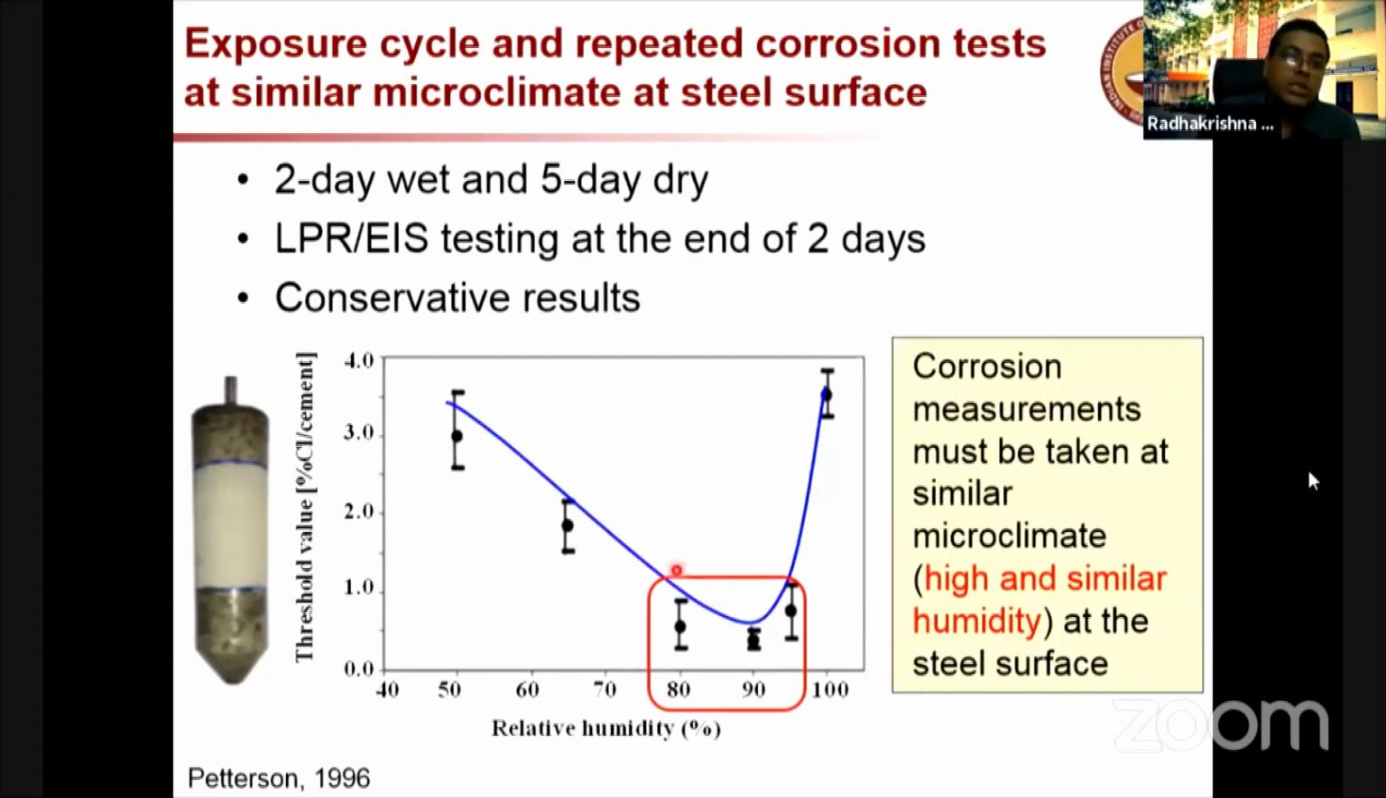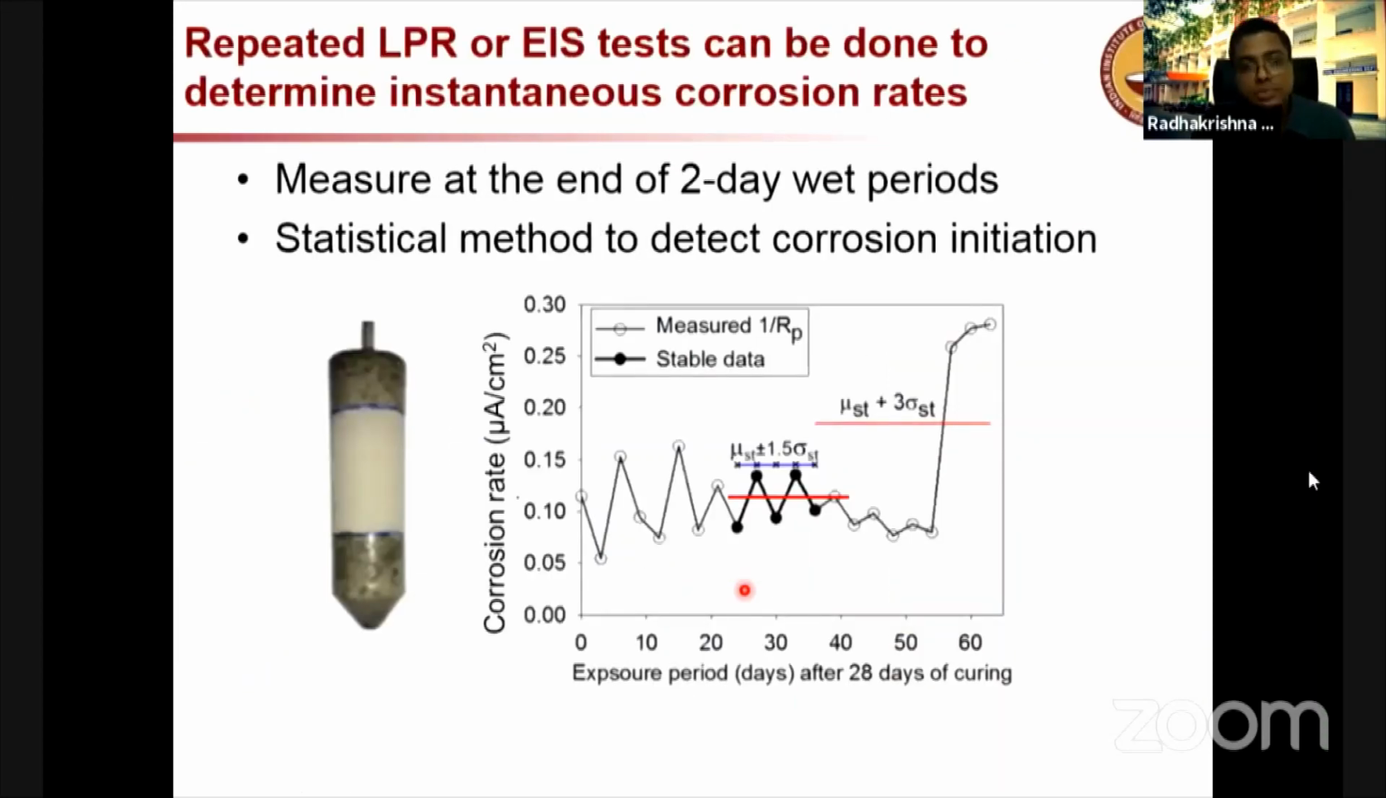So this plot here shows how the chloride threshold value can vary as a function of humidity. This very clearly shows that you have to have very high humidity so that you can get conservative test results. In our testing, we also maintain 90% plus relative humidity, and all the measurements were made at the same humidity level. That's very, very important. Otherwise, you get a lot of scatter in the data.